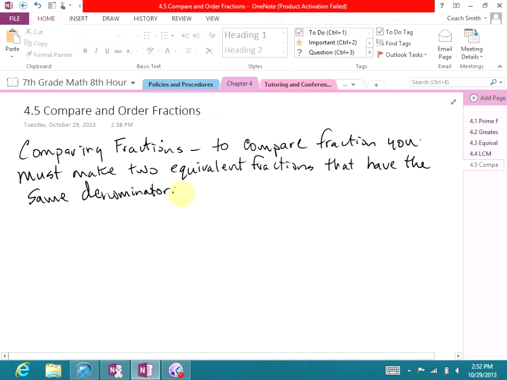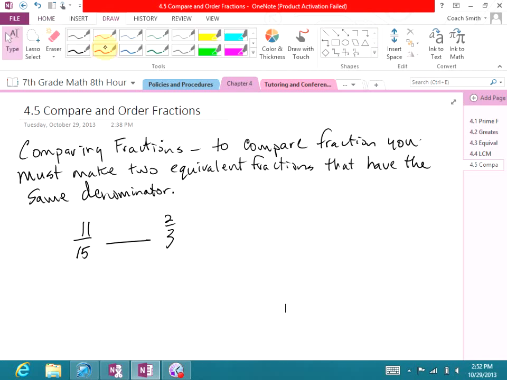For example, if I have the fractions 11 over 15 and 2 over 3, and they want to know which one is greater, they want you to use the less than, greater than, or equal sign. You've got to convert them to have the same denominator. So I'm going to take the LCD, the least common denominator, also known as the LCM, the least common multiple.